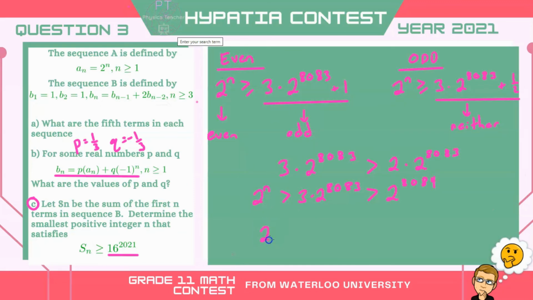Now if you were to have 2 to the power of 8,085, well, that's the same as 2 times 2 to the power of 8,084, or 2 squared times 2 to the power of 8,083. And 2 squared is 4 times 2 to the 8,083, and that is clearly greater than this. Therefore, n must be equal to 8,085.